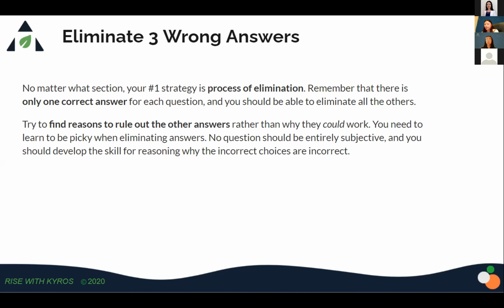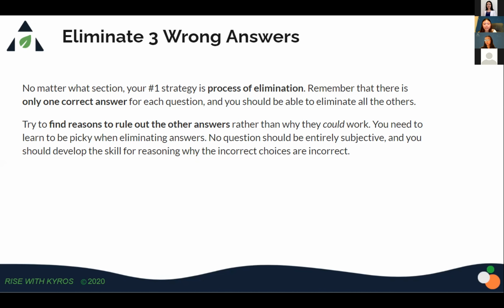I'm sure that during tests for school, just generally, you've probably had a circumstance where you didn't really know what the correct answer was, but through process of elimination, you could get a pretty educated guess of what the correct answer is. So remember that there's only one correct answer for each question. So you should be able to eliminate all the others, even if you don't know for sure what the correct answer is.